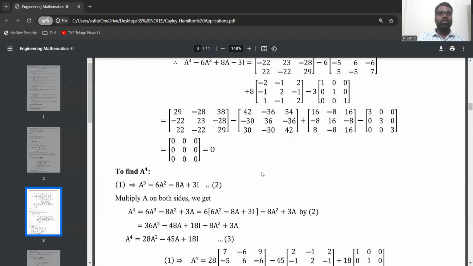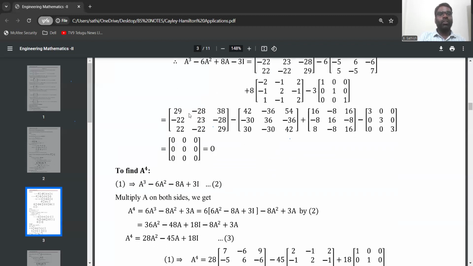So again, for the sum of all this, we have to add corresponding elements in each and every matrix. Here we have 29 minus 42 plus 16 minus 3. So here minus 42 minus 3, that is minus 45. 29 plus 16 is 45. So 45 gets cancelled. We'll get 0. Similarly, the remaining values: minus 28, minus 36.